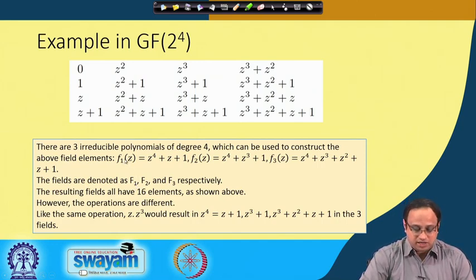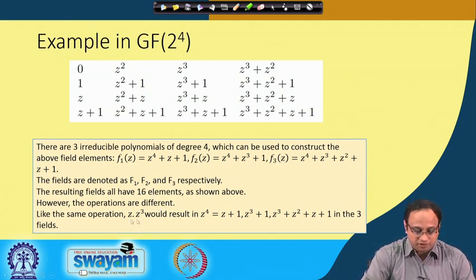I extend again GF(2) to GF(2^4) by using f2(z), and that field I call capital F2. Likewise, I have capital F3. So, now you can easily understand that all the resulting fields will have 16 elements. Interestingly, the operations will be different.